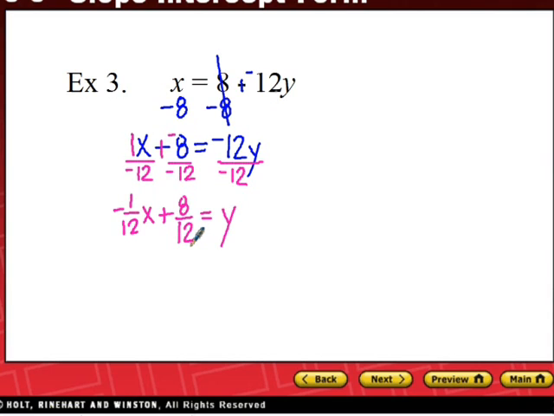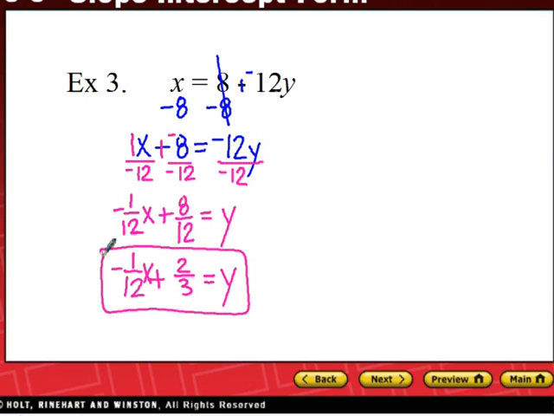And that's pretty good, but 8/12 actually isn't reduced, so we're going to go one step further, and we get negative 1/12 plus, dividing both by 4, we get 2/3. Oops, I left the x off there. Negative 1/12 x plus 2/3 equals y. And that would be my final answer. Whew. That was one that looked easy, but turned out to be pretty hard. You never know.